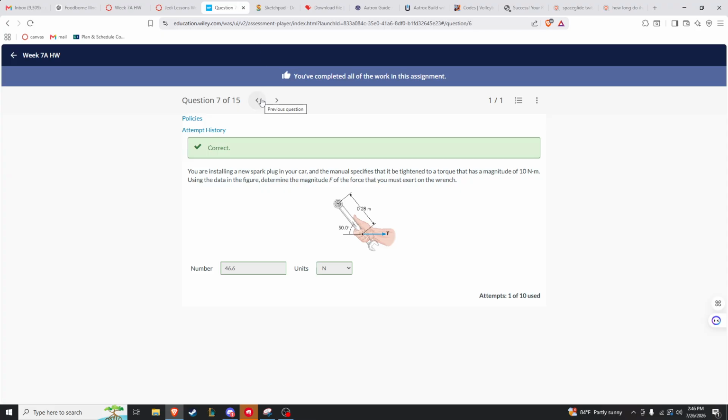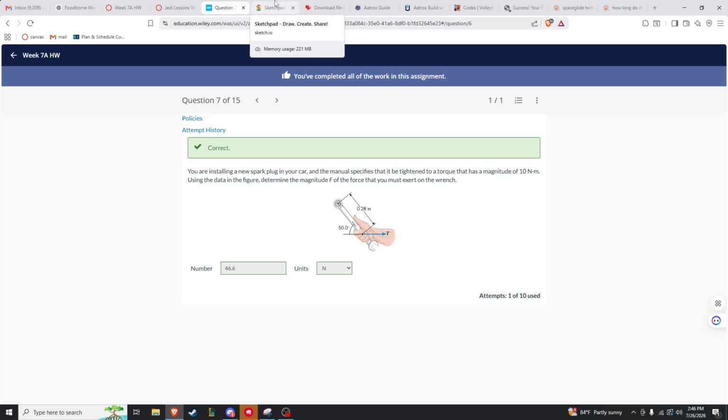We're going to be doing question 7 first. This is the one I chose. You were installing a new spark plug in your car, and the manual specifies that it had to be tightened to a torque that has a magnitude of 10 newton meters. Using the data in the figure, determine the magnitude F of the force that you must exert on the wrench.